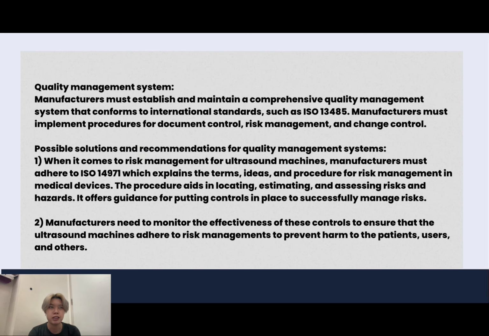Possible solutions and recommendations for quality management systems include, firstly, when it comes to risk management for ultrasound machines, manufacturers must adhere to ISO 14971, which explains the terms, ideas, and procedure for risk management in medical devices. The procedure aids in locating, estimating, and assessing risks and hazards. It offers guidance for putting controls in place to successfully manage risks. Manufacturers need to monitor the effectiveness of these controls to ensure that the ultrasound machines adhere to risk management to prevent harm to the patients, users, and others.